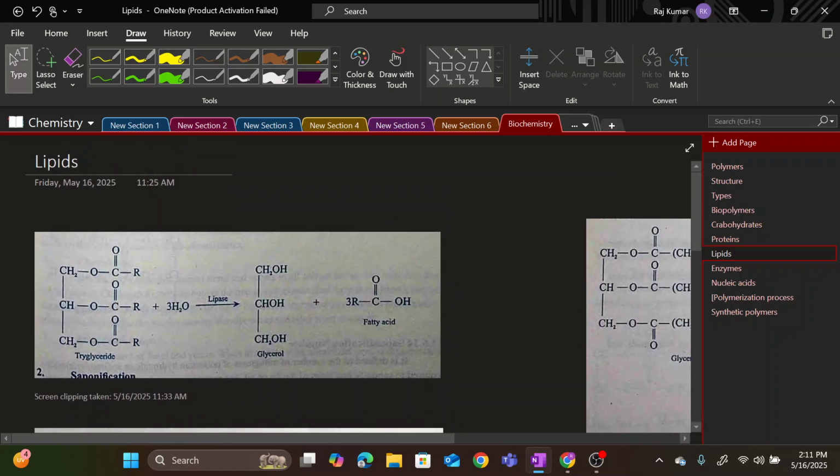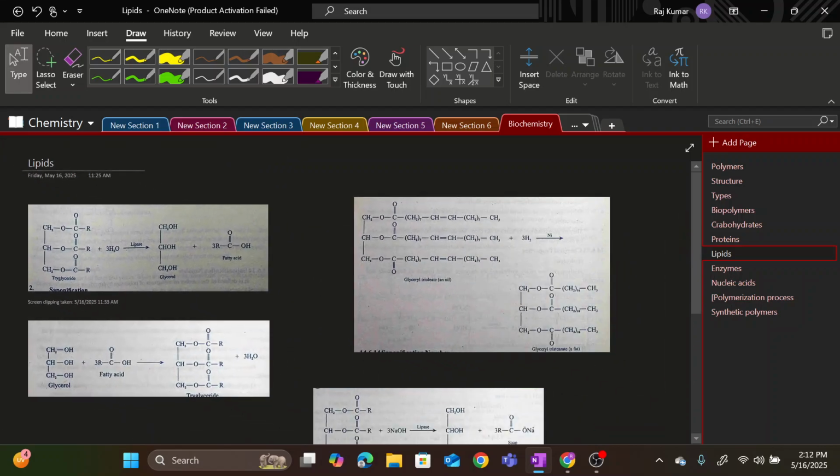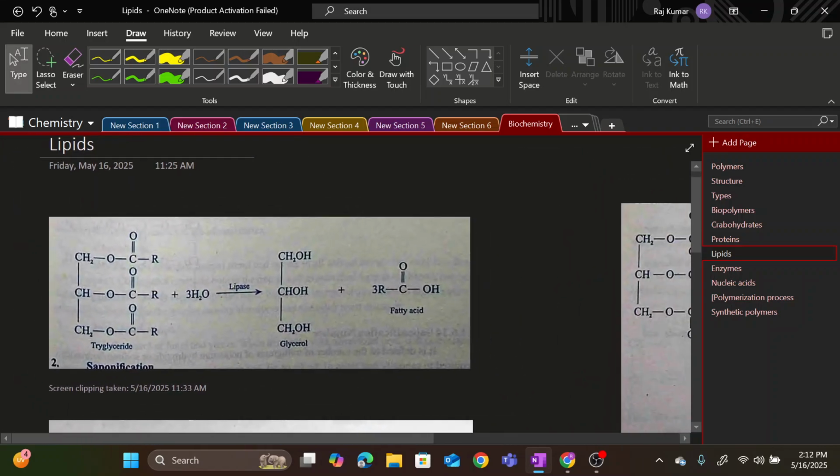Alright, so lipids, we are not going to discuss the details, we are just going to look into some important reactions. When you perform hydrolysis of lipids, we use an enzyme known as lipase. This lipase enzyme hydrolyzes lipids into glycerol and fatty acids.